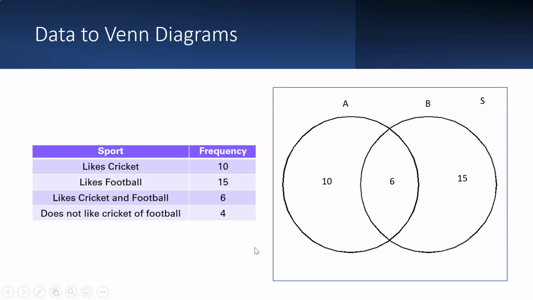So they go in the intersection, meaning they like cricket and football, or they like football and cricket. Okay, and those that don't like anything, they come down here. So they're outside the union of A and B. There's 4 students there.